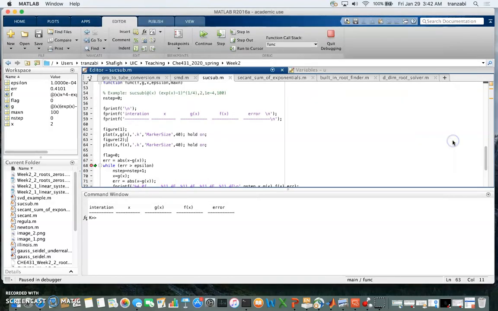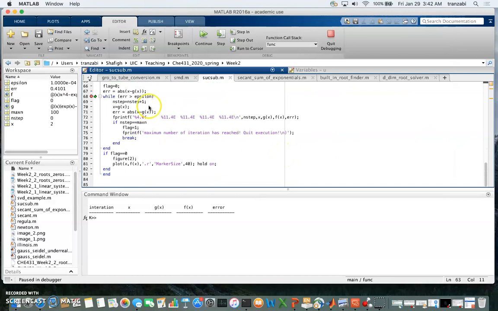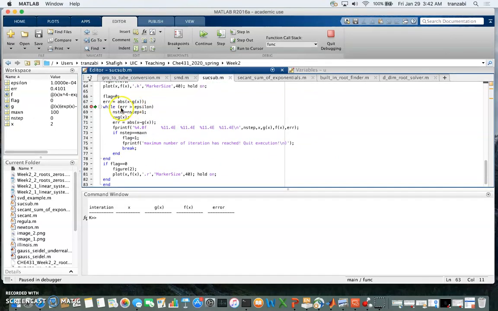Let's say which one we're gonna target. So we're gonna check the error. And the error is the difference between x and g of x. If these two are equal, then that's going to be the root, but because they're not equal, the difference is going to be the error. So if the error is bigger than the epsilon, we have to cycle, we have to iterate. If the error is less than epsilon or equal to epsilon, we're going to break and we stop iteration.